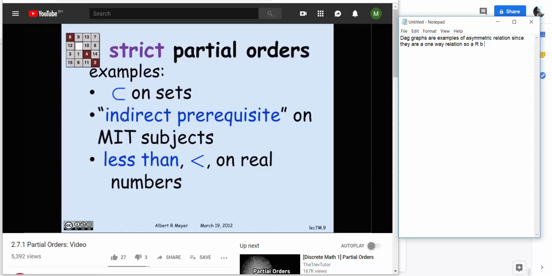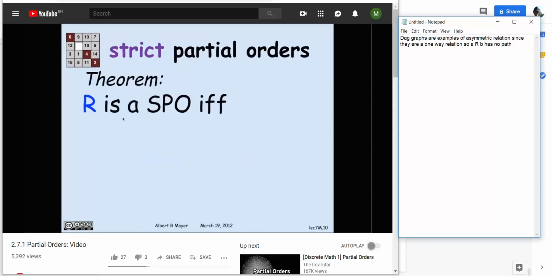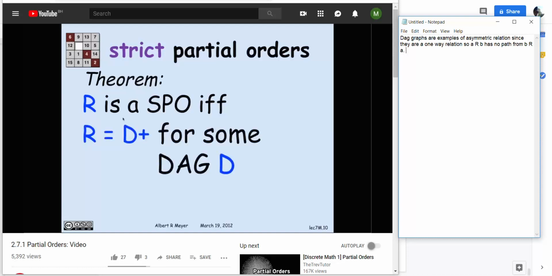Putting together the previous reasoning, what we can say is that a relation R is a strict partial order if and only if R is the positive path relation for some DAG D. So the axioms that define strict partial order, namely transitivity and asymmetry, can be said to abstractly capture the property of a relation that it comes from a DAG.